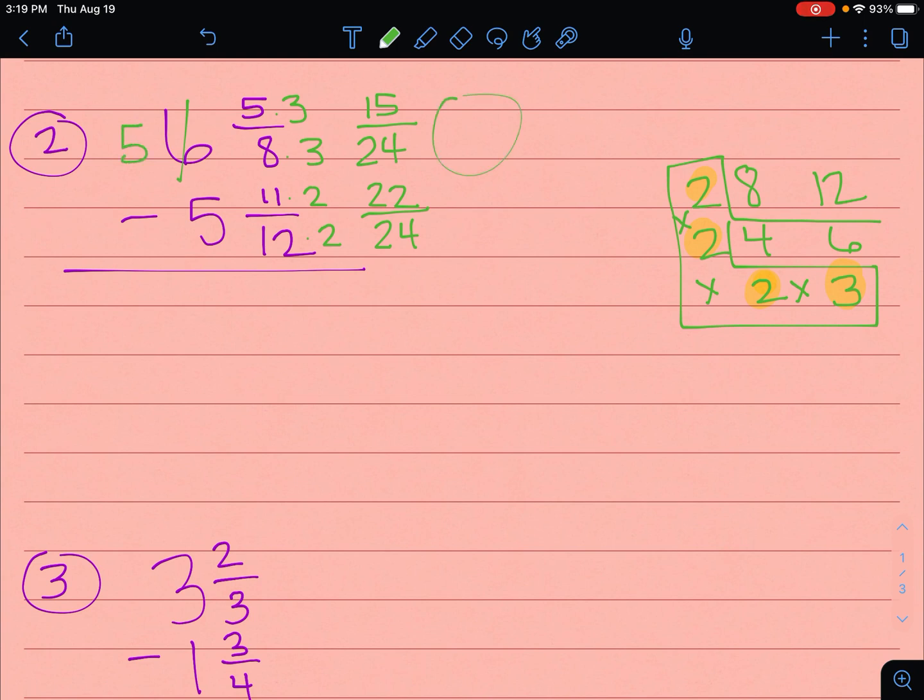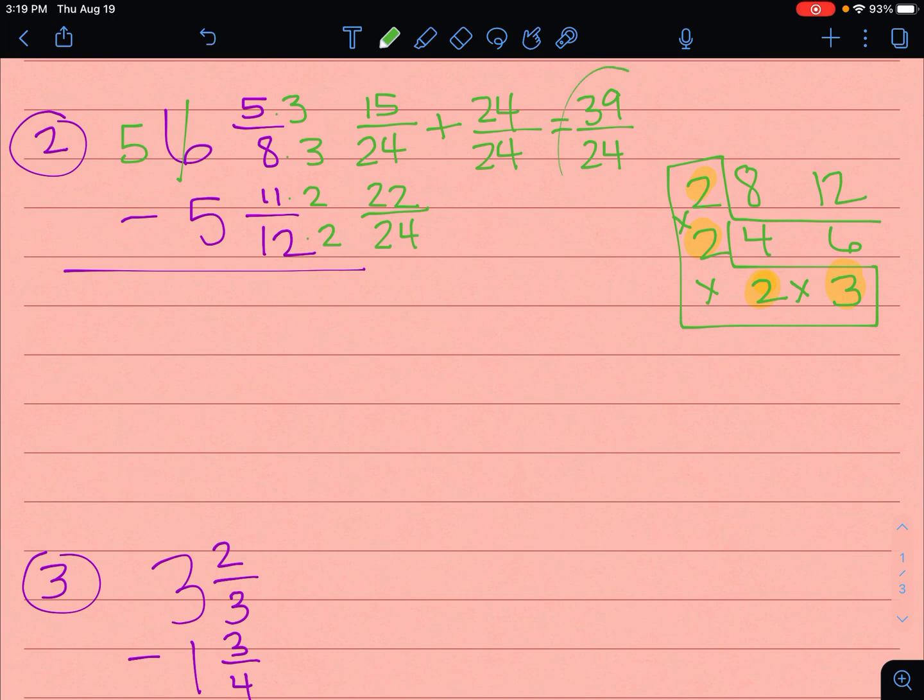That one whole has to go here and be added to what we already have. So when we're borrowing in 24ths, then 24 24ths is one whole that we borrowed. So here's the whole, plus the 15 we already had, now gives us, let me see if I can do my quick mental math, 39.